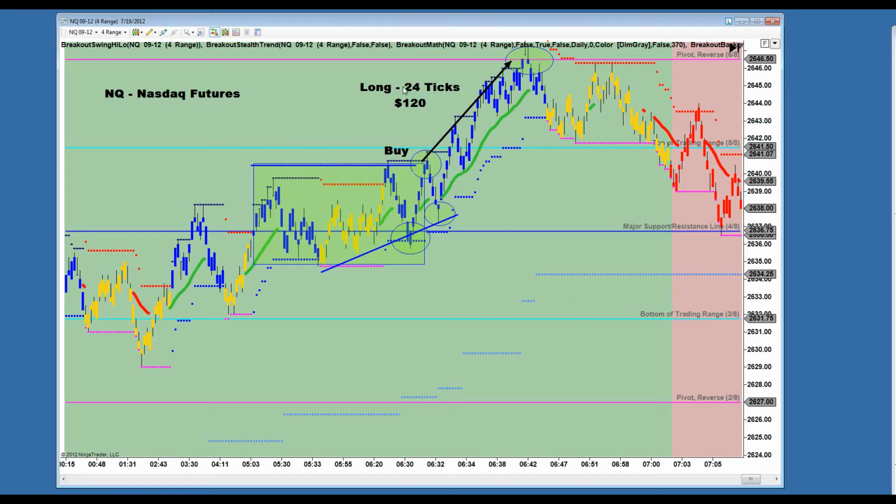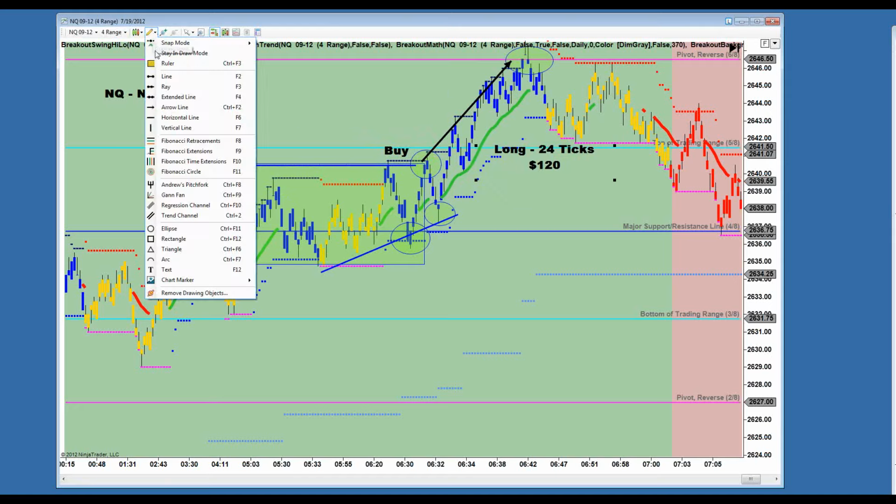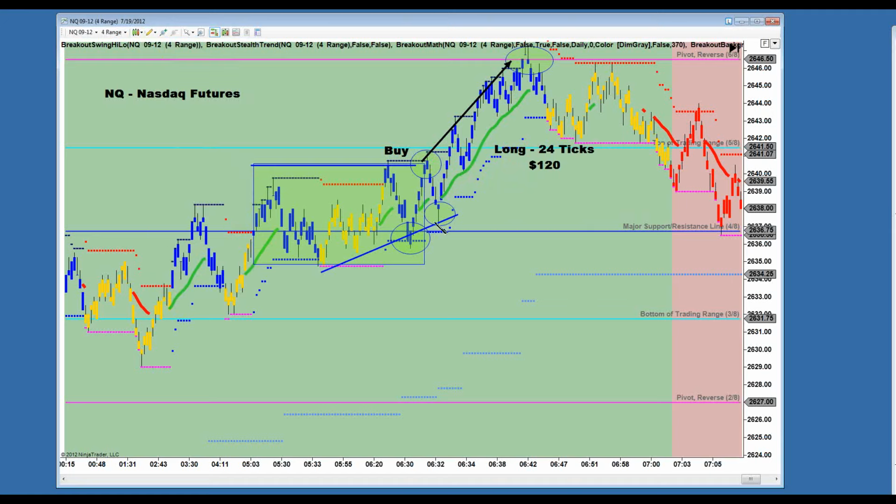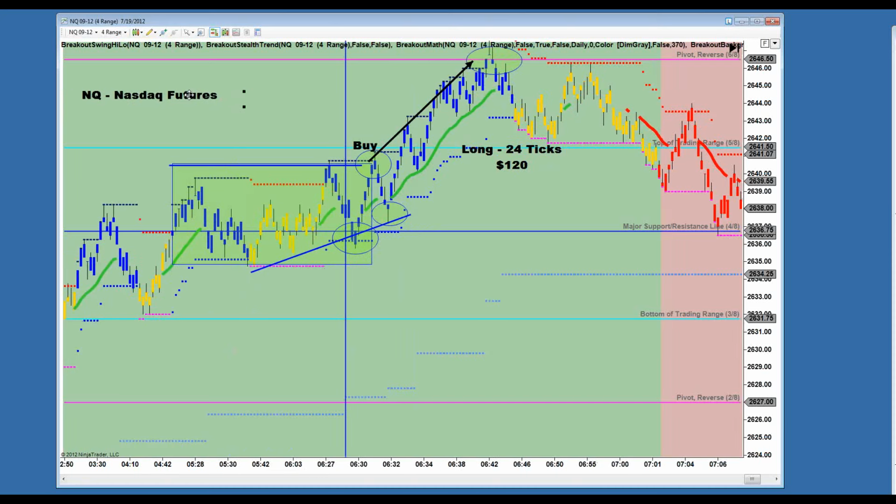Open of the equity markets was 6:30 Pacific, which would have been right about here. Now, generally speaking, right at 6:30, we don't take trades. We usually give it a couple of minutes for the market to kind of sort itself out a little bit. And sure enough, you can see that we are definitely in an uptrend here. So you're looking to buy breakouts or pullbacks.